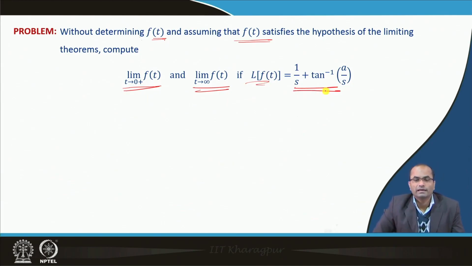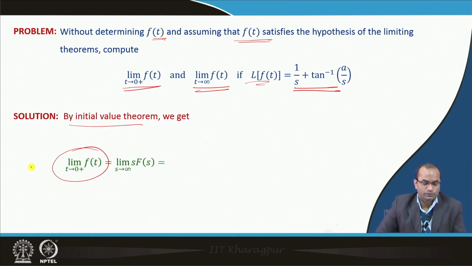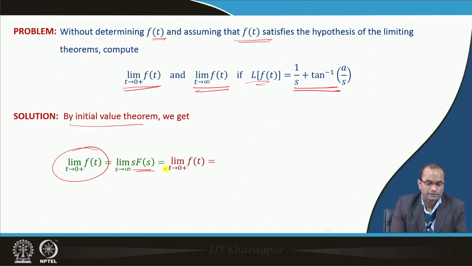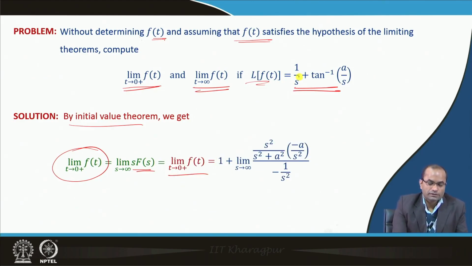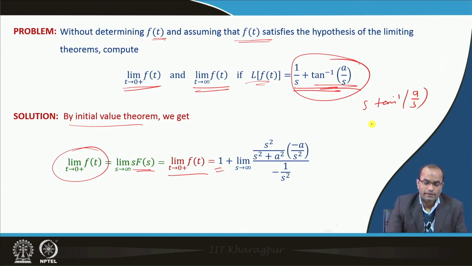We can apply the limiting theorems directly. By the initial value theorem, we get the limiting value as s approaches infinity of s F(s). If we multiply by s here, we will have 1, and then here also we multiply by s. So, this s and the tan inverse of a over s, and we have to find the limit as s approaches infinity. This can be written as the limit as s approaches infinity of tan inverse of a over s, divided by 1 over s.